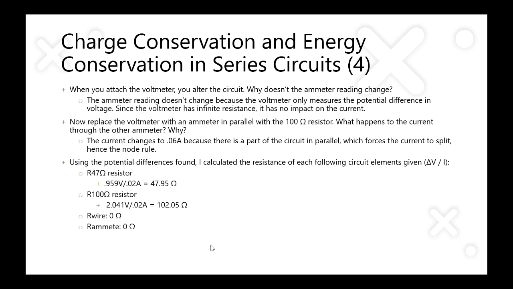When you attach the voltmeter, you alter the circuit, so why doesn't the ammeter reading change? The ammeter reading doesn't change because the voltmeter only measures the potential difference in voltage. Since the voltmeter has infinite resistance, it has no impact on the current.